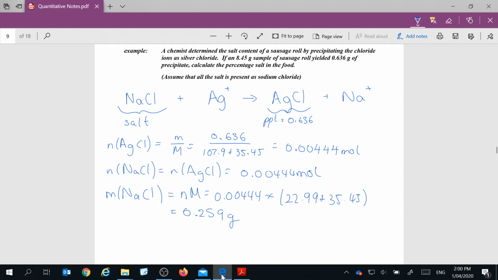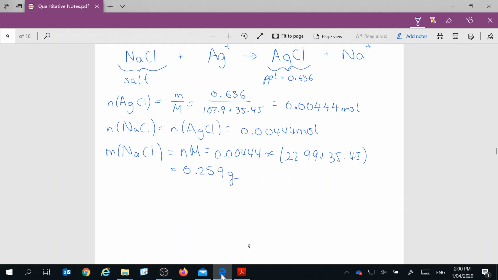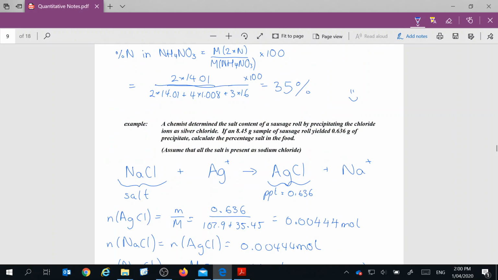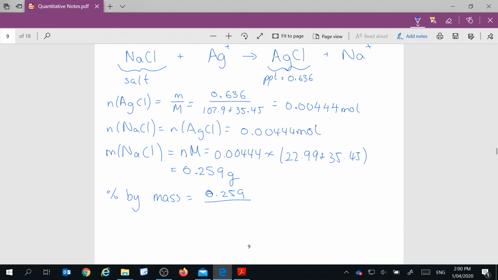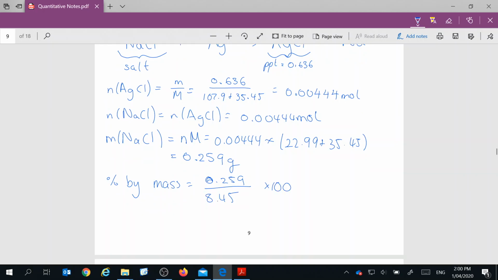What is the percentage by mass? Well, we've got 0.259 of salt divided by the mass of the sausage roll, which is 8.45 grams. And to make it a percentage, I need to times by 100. And I get 3.07% of salt by mass in the sausage roll.